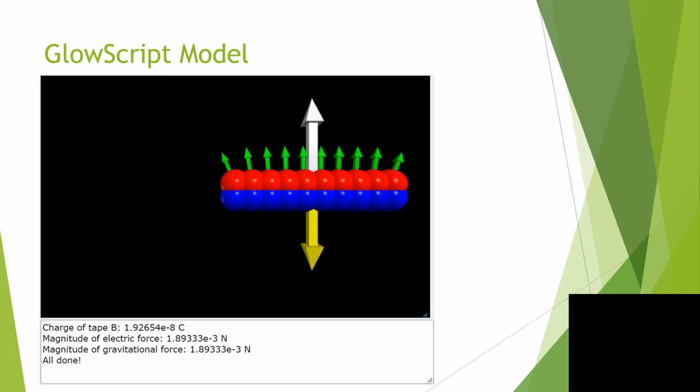In this slide, you can see the Glowscript model developed using the charge value estimated via the computational model. This charge value results in an electric force vector equal in magnitude to the gravitational force vector, showing that this charge value is quite realistic when treating tape B as a line of charge.